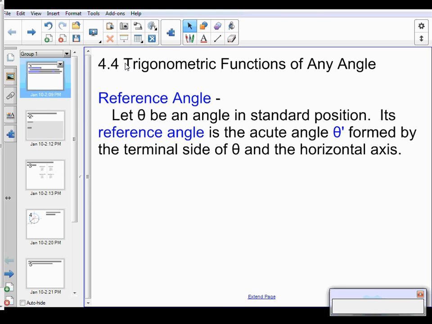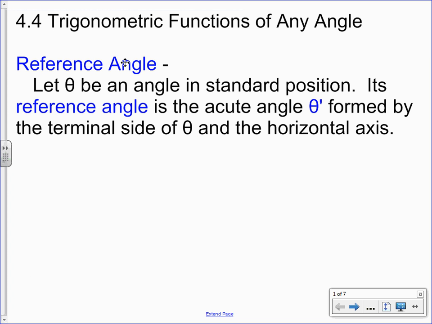Continue our discussion on section 4. Okay, you saw this slide yesterday. We talked about reference angles yesterday. So I'm going to remind you how to find reference angles, and then we're going to work with non-unit circle stuff today. Okay?